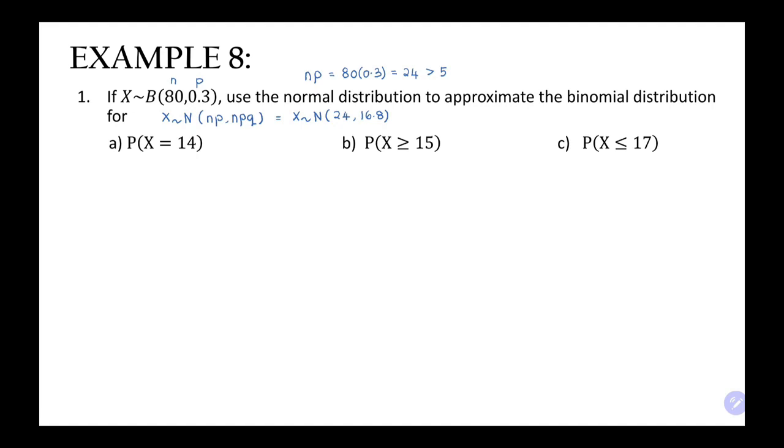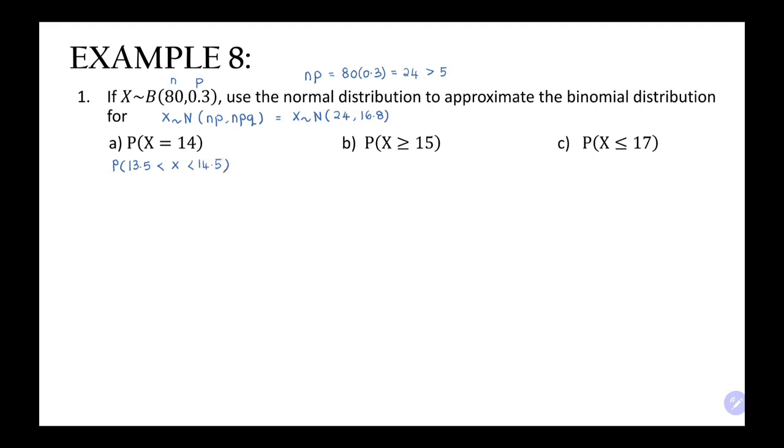First question, we want to find P(X = 14). Since we change from binomial to normal, we need to do continuity correction. P(X = 14) when we use continuity correction, so we take before and after 14, so 13.5 and 14.5.